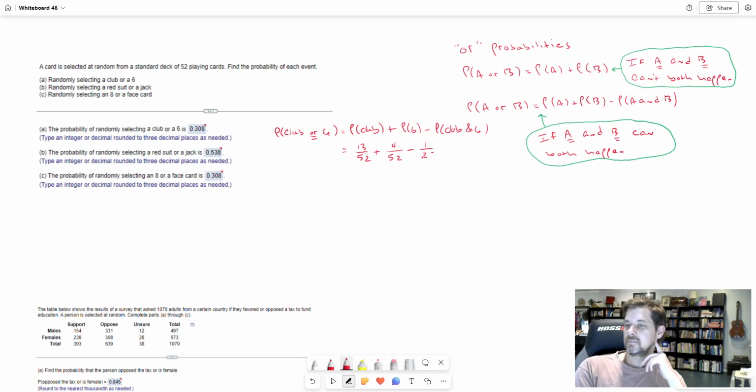1 out of 52. All right, so then if I do a little math, figure out what this number is, I'll get 16 out of 52. Okay, and then it says to round to 3 decimal places, so I'll figure out what that is with my calculator. 16 out of 52, so that turns out to be 0.3076.